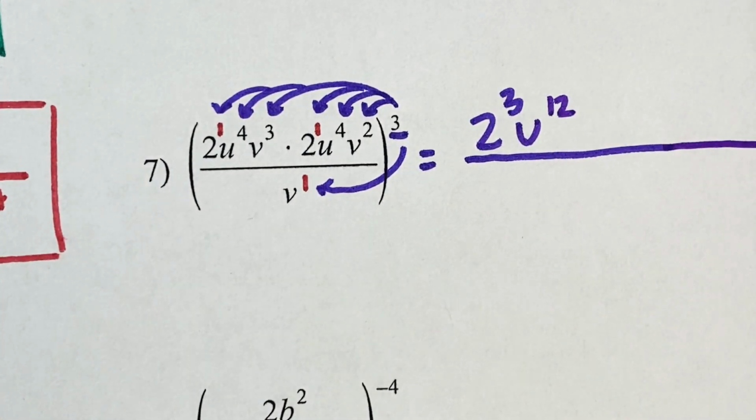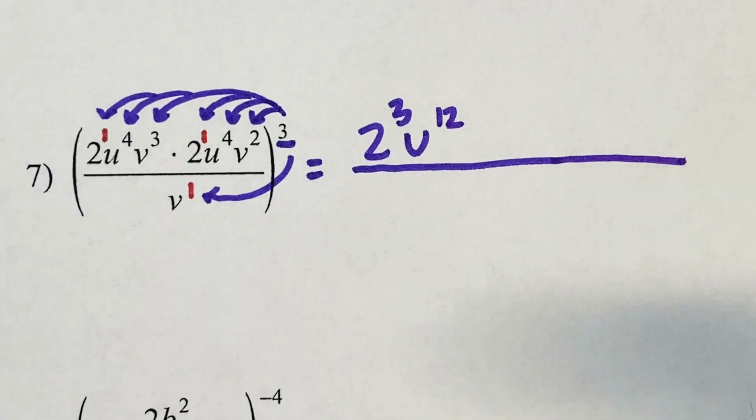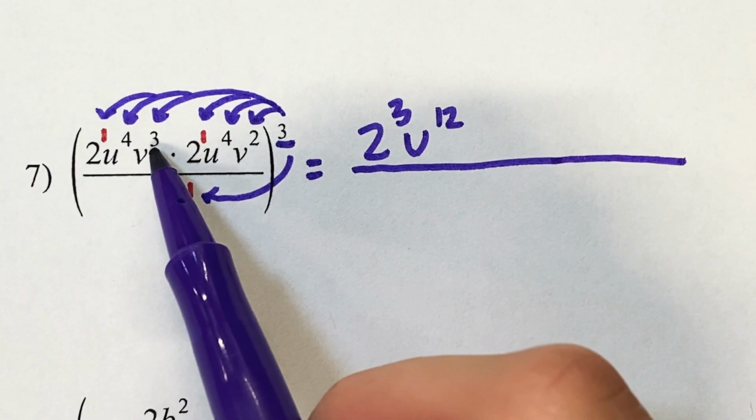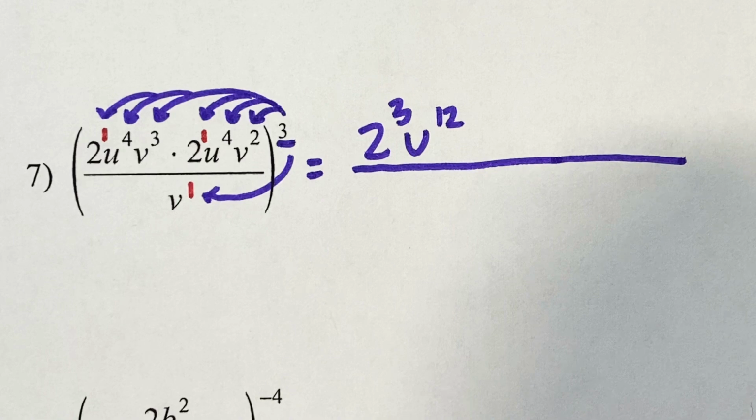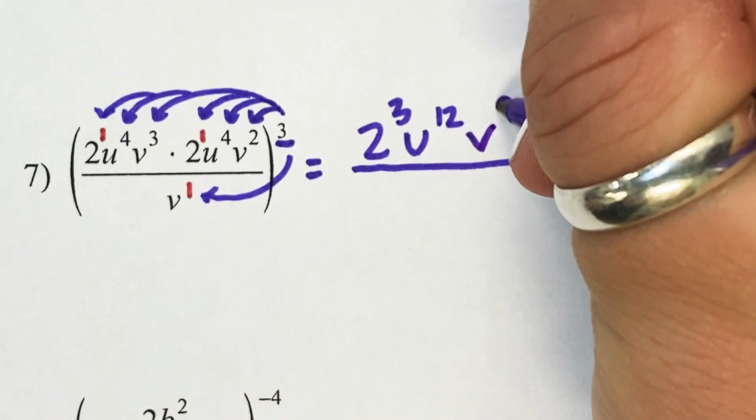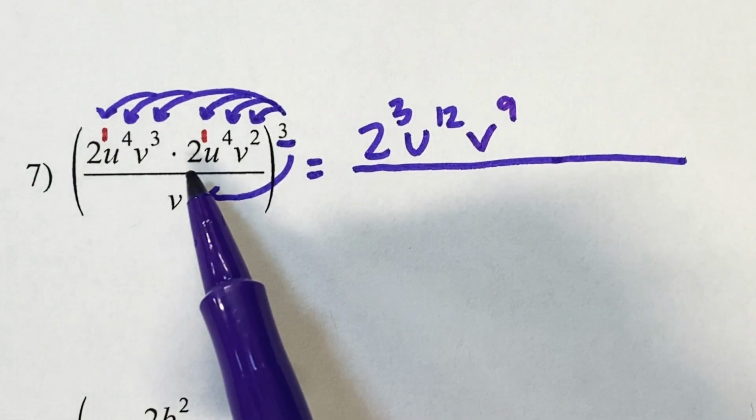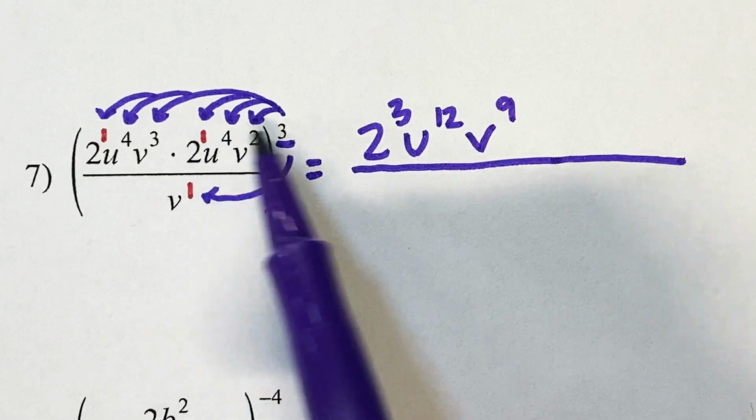12, good job. Might need a little more room. Okay, our first V, what is 3 times 3? Great job, 9. Okay, now we're on to our second 2. What is 1 times 3 again?